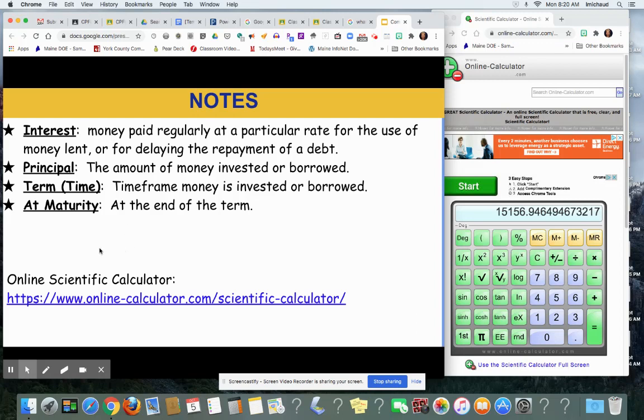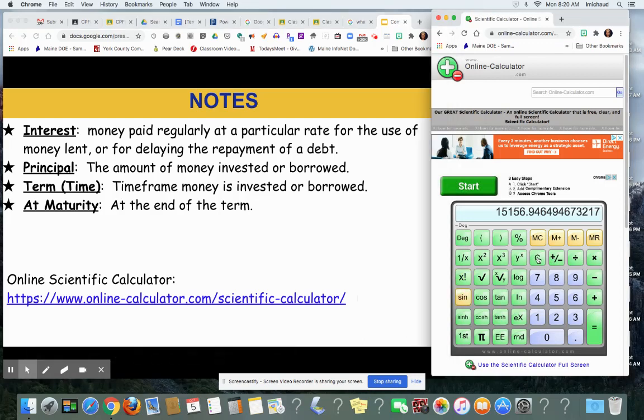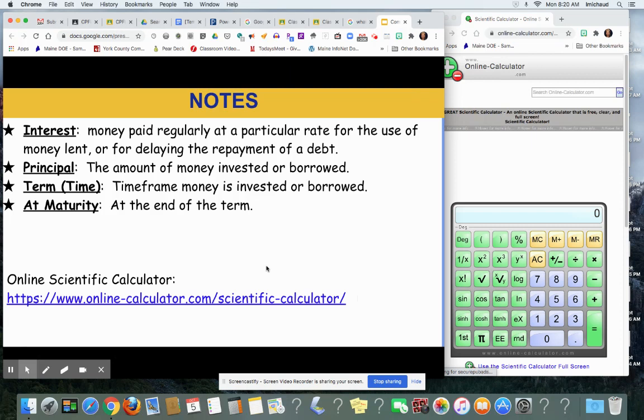I think it's important for you to get an online calculator that does exponents, like y to the x, or has a little caret. You can use your phone if you want to, but here's a good link for a scientific calculator. And I'll clear this one here to get ready to use it.